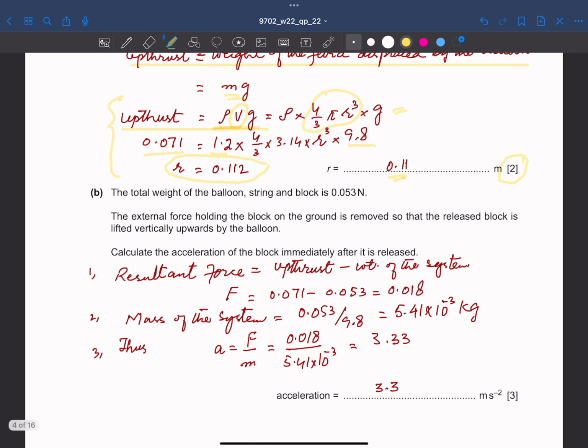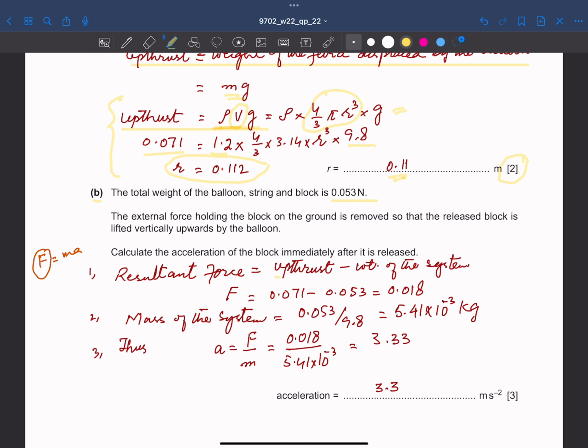Then in part B, the total weight of the balloon, string and block is 0.053 Newton. The external force holding the block on the ground is removed so that the released block is lifted vertically upwards by the balloon. Calculate the acceleration of the block immediately after it is released. So basically we have to recall that the formula is F is equal to ma, but this F is the resultant force. So first we need this resultant force, and how can we get this resultant force?